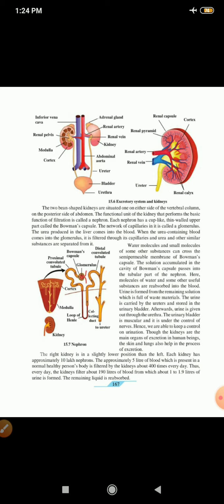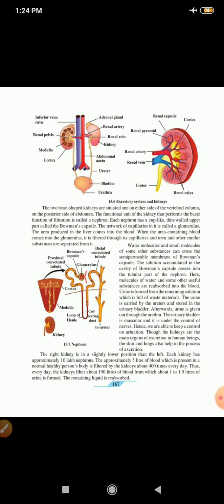The urine is carried by the ureters and is stored in the urinary bladder. Afterwards, urine is given out through the urethra. The urinary bladder is muscular and it is under the control of the nerves. Hence, we are able to keep control on urination.